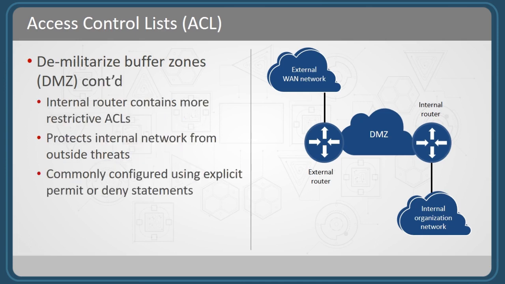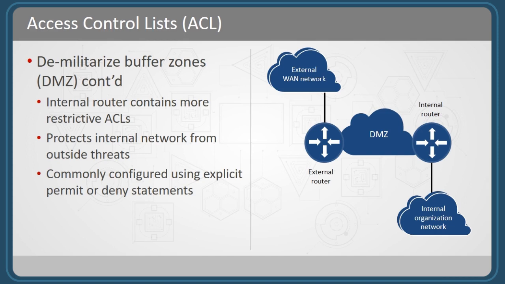So the internal router will typically have more restrictive ACLs. So it's a little more flexible, a little looser on the outside because you aren't always sure who is going to be accessing the systems in the DMZ. But you also want to ensure that if somebody does compromise a system in the DMZ, it's harder for them to get through that system to the internal network. Now, again, this is typically implemented with firewalls, but you can still use ACLs as well. So you can protect the internal network from outside threats.